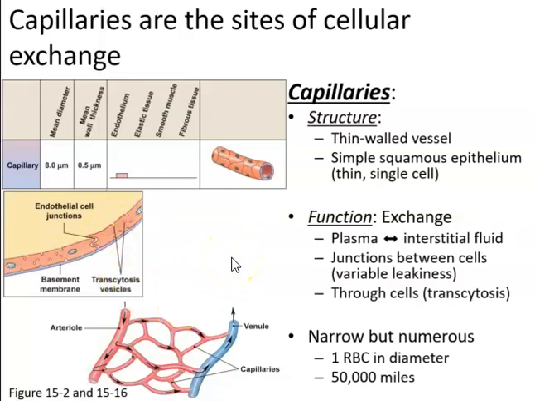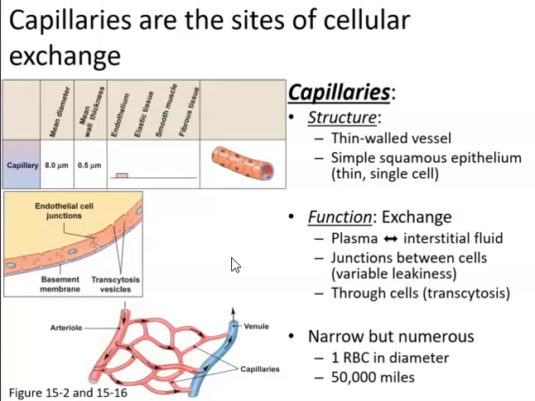The capillaries are narrow, but they are numerous. So capillaries are about 1 red blood cell in diameter. When we saw in the lab, for example, with the fishtail, we saw small capillaries and red blood cells moving through these capillaries in single file.